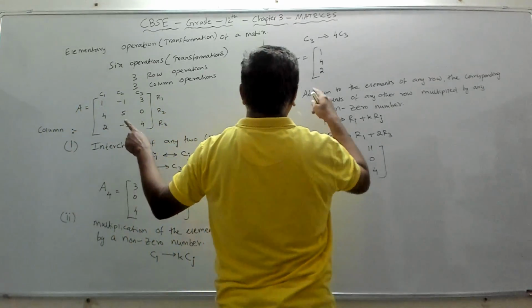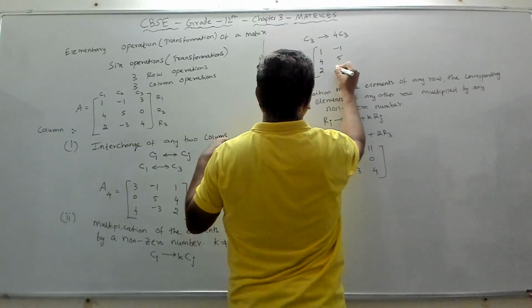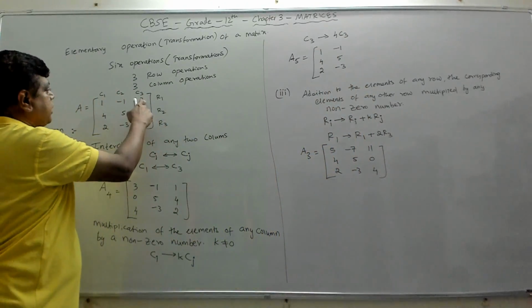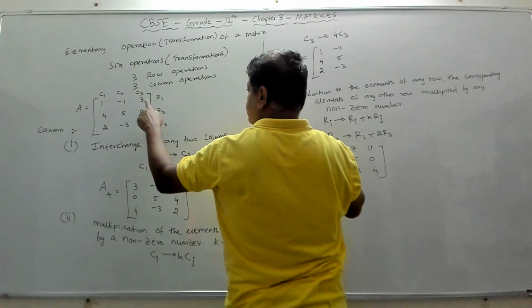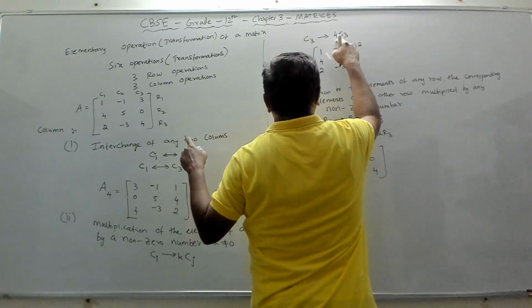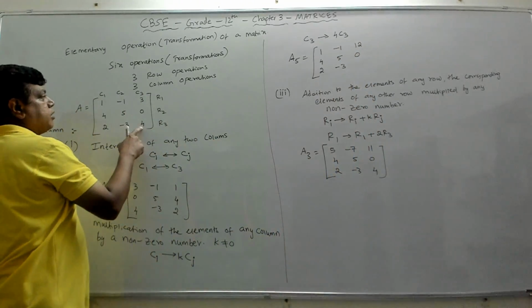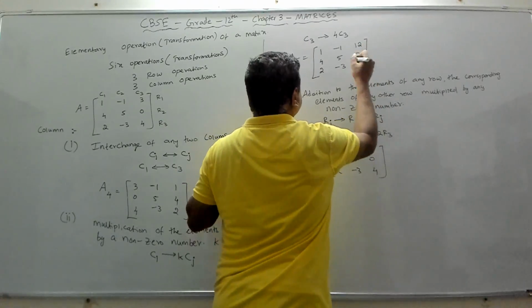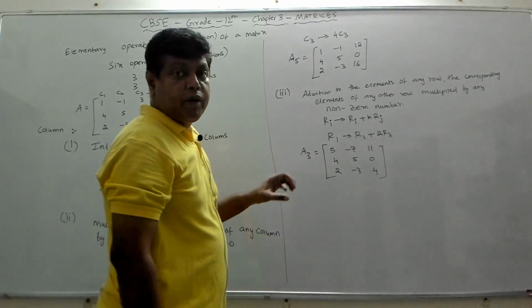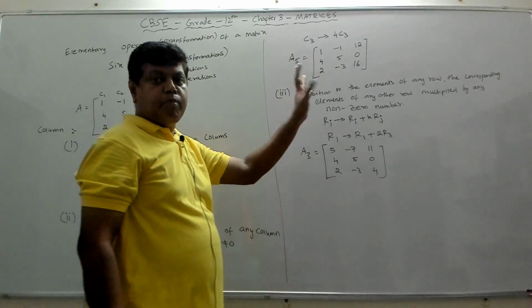Fine. So 1, 4, 2 and your C2 is minus 1, 5 and minus 3. C3, each element is multiplied by 4. All the elements of C3, each element will be multiplied. So 4 times 3 is 12. Then 4 times 0 is 0. Then 4 times 4 is 16. So this is your matrix which we got by applying this column operation on this matrix A. And the new matrix that is formed, I am calling it A5, some other name.